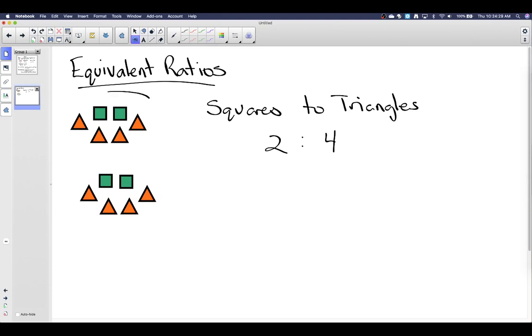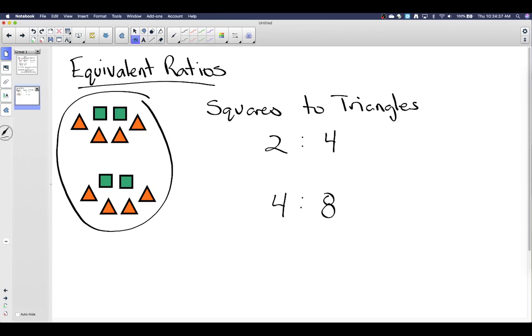Now if I look at this larger grouping altogether, I have 4 squares to 8 triangles. That is what we would call an equivalent ratio. I have kept the proportion between these things the same. I drew 2 more squares and made sure to add 4 more triangles because that was my original ratio.